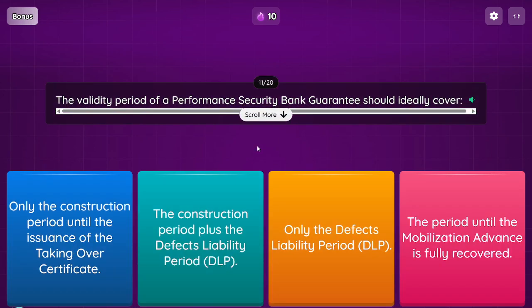Question: the validity period of a performance security bank guarantee should ideally cover. Option 1, only the construction period until the issuance of the taking over certificate. Option 2, the construction period plus the defects liability period, DLP. Option 3, only the defects liability period, DLP. Option 4, the period until the mobilization advance is fully recovered.